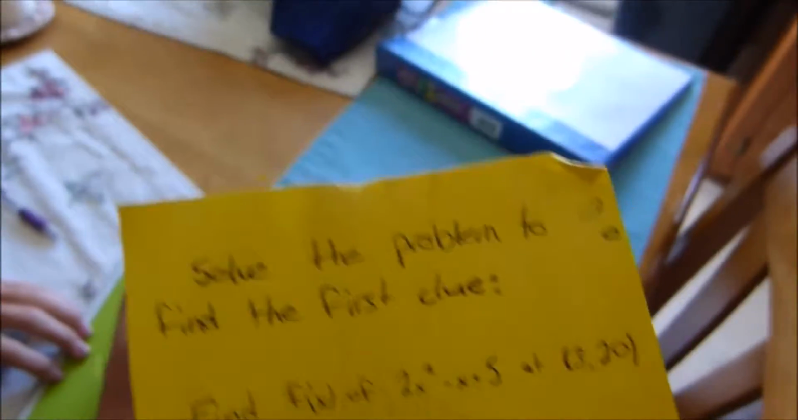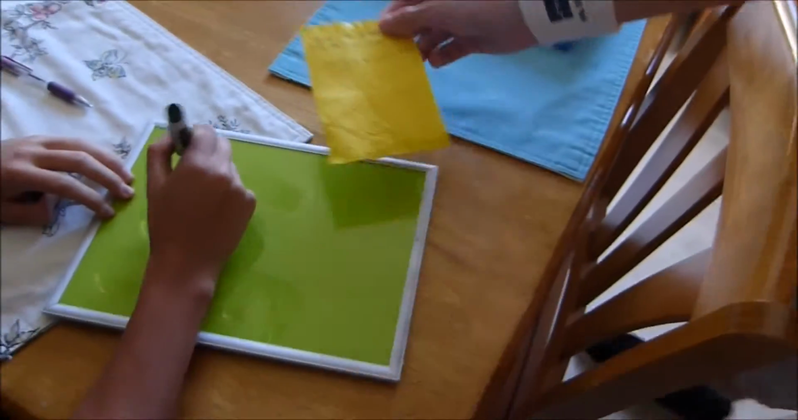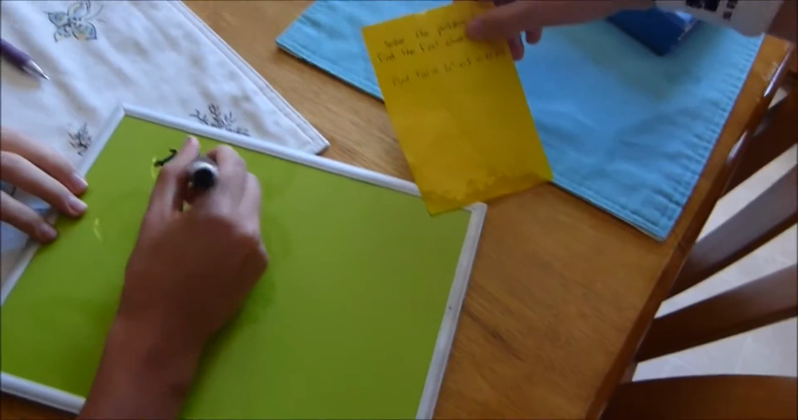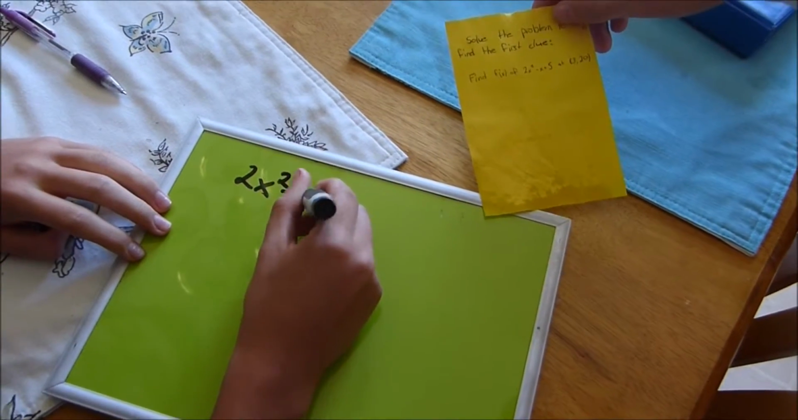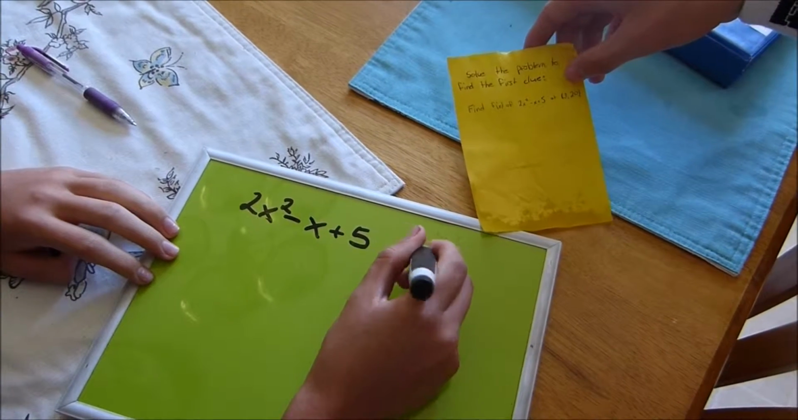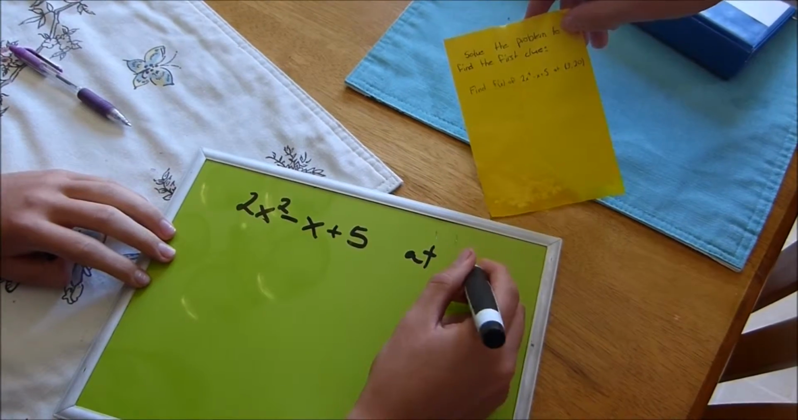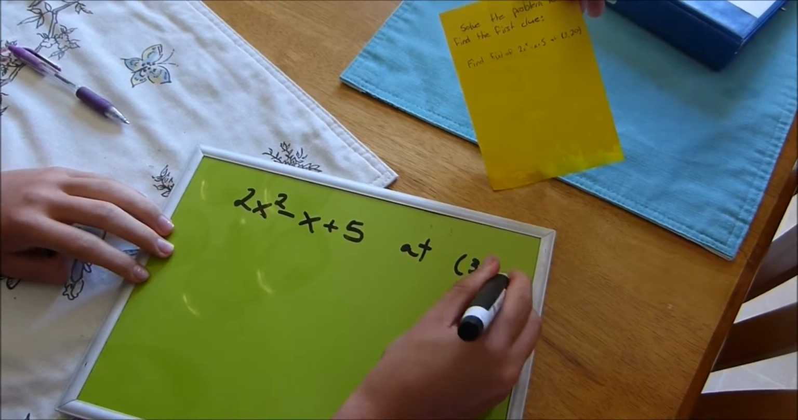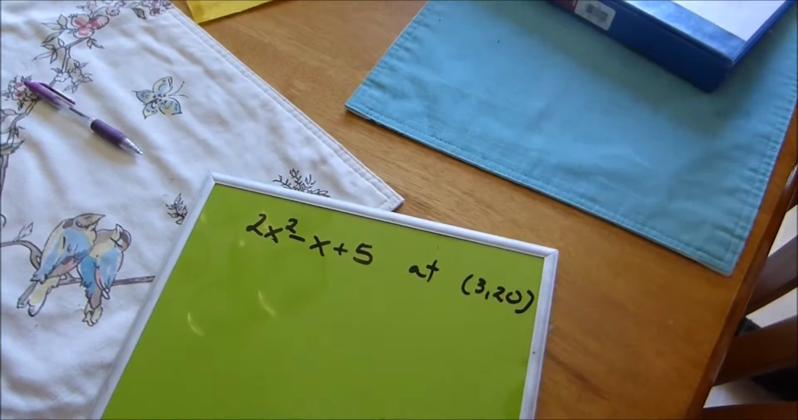So first, we need to write down the problem, which is 2x squared minus x plus 5 at 3. Alright, now we have that.